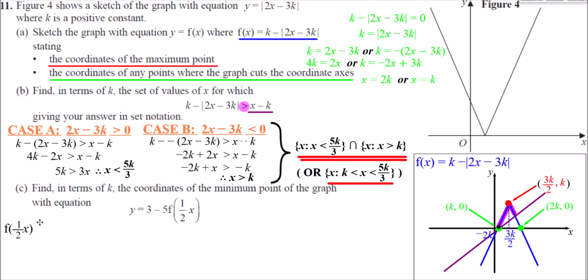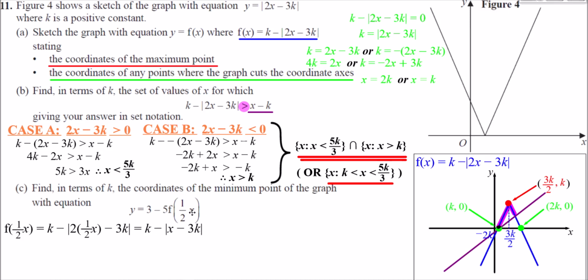So, what would f of half of x look like first of all? We've got what f of x is. f of half of x would look exactly the same, but any instance of x is going to be replaced with half of an x. So f of half of an x, for k stays the same, you get k minus, for 2x becomes 2 lots of half of an x, minus 3k stays as it is. 2 lots of half of an x, of course, is just one whole x. So that simplifies to k minus mod x minus 3k.